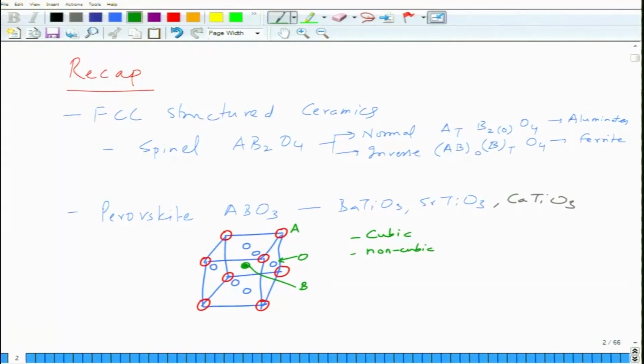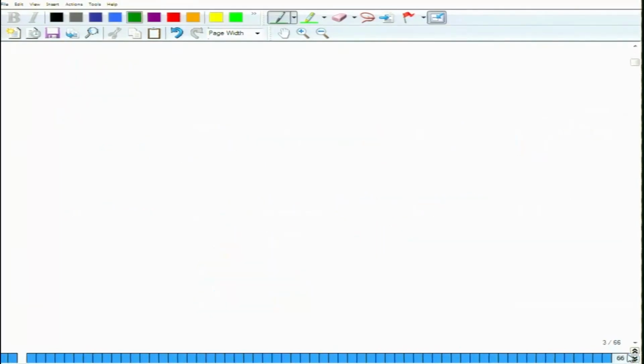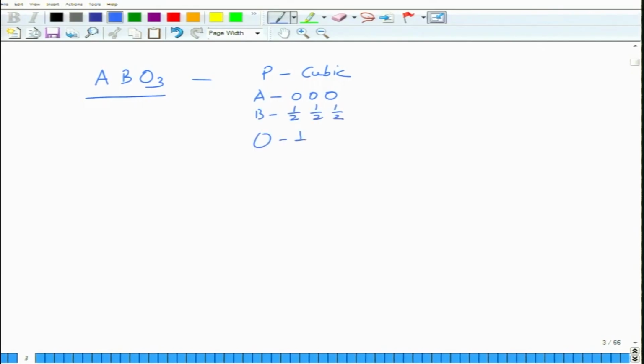It is basically a primitive cubic lattice, but many of these materials are ferroelectric in nature. They undergo a Curie transition at a temperature called Tc. Let me now come to that particular aspect. What we talked about last time was that ABO3 is primitive cubic with the motif being A at 0 0 0, B at half half half, and oxygen at half half 0, half 0 half, and 0 half half.